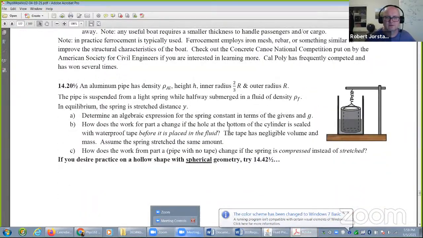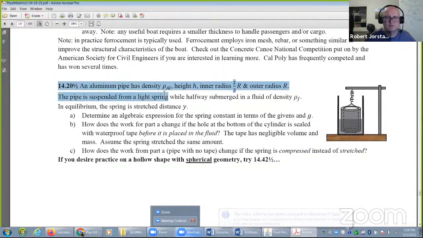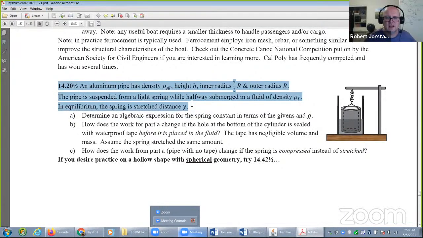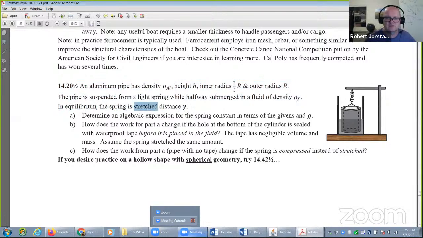Okay, so we're looking at this one. An aluminum pipe with this height, this density, all these properties. The pipe is suspended from a light spring halfway submerged in a fluid of density, blah, blah, blah. The spring is stretched distance y. Okay, so it's stretched some distance, not compressed. Determine an algebraic expression for the spring constant. Woof. Looks crazy, right? Any ideas what we might do to get this started?